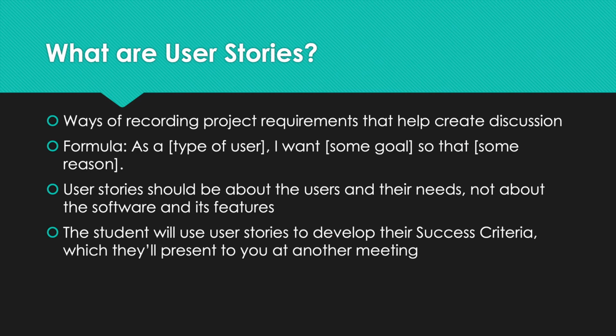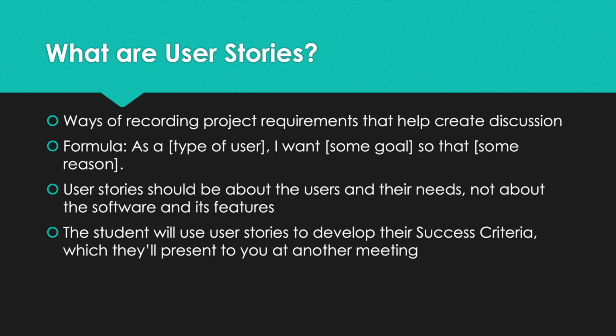So, I mentioned user stories. What are those? These are very important, especially at the beginning. A user story is a way of recording project requirements that help create discussion. This is currently used in the industry for developing software. The basic formula of a user story is: As a, and you specify a type of user, I want, and the goal that the user wants to achieve, so that, and provide some reason. Now, you could just have the first part and the last part; the reason you can skip. It depends how detailed it needs to be.